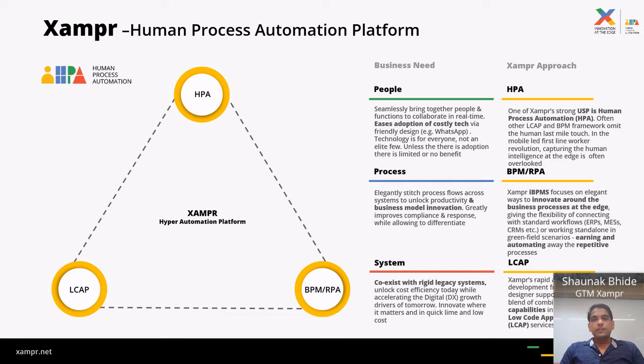So Xampr is the next generation no-code application development platform powered by human process automation. Now, what exactly is human process automation? Well, if you look at other LCAP and IBPMS platforms, which stands for low-cost application development and integrated business process management solutions, they often overlook what exactly is the human angle of it.